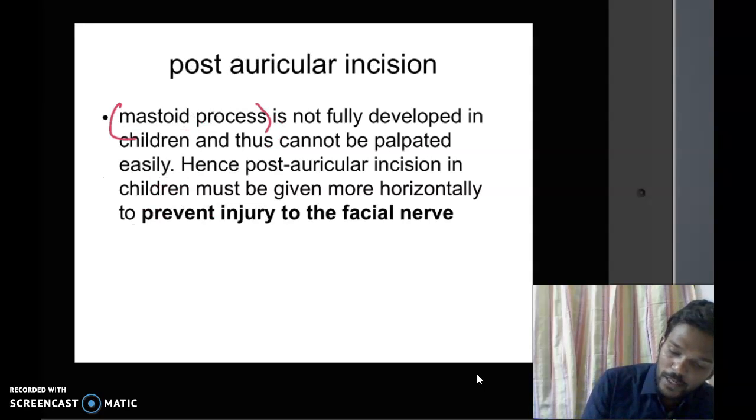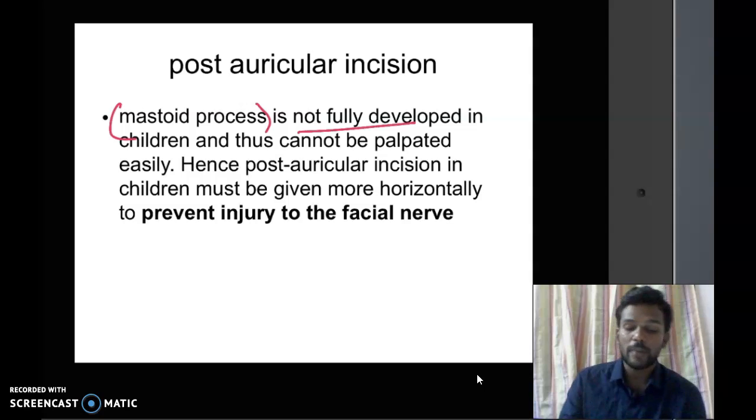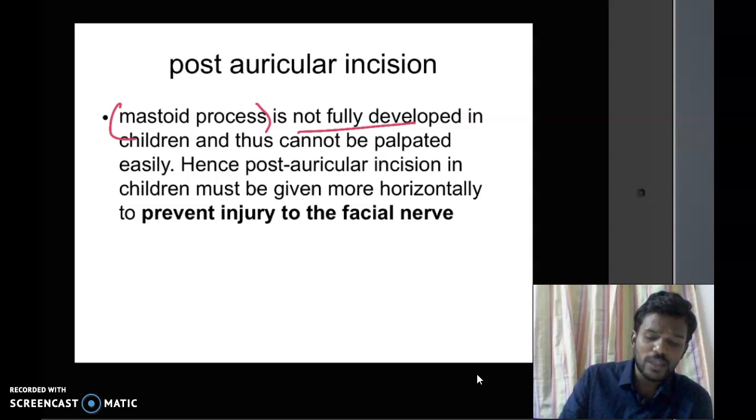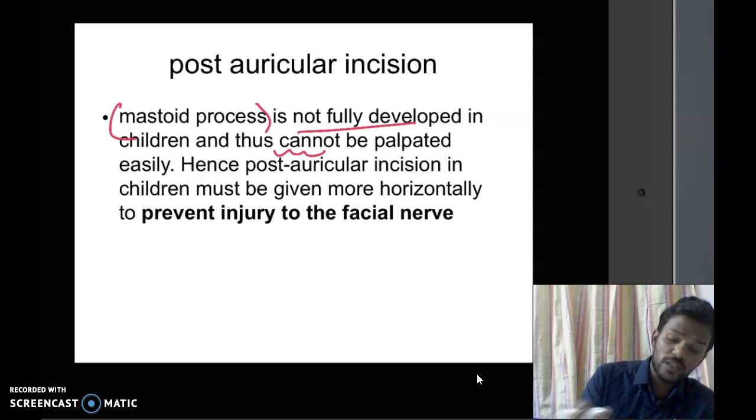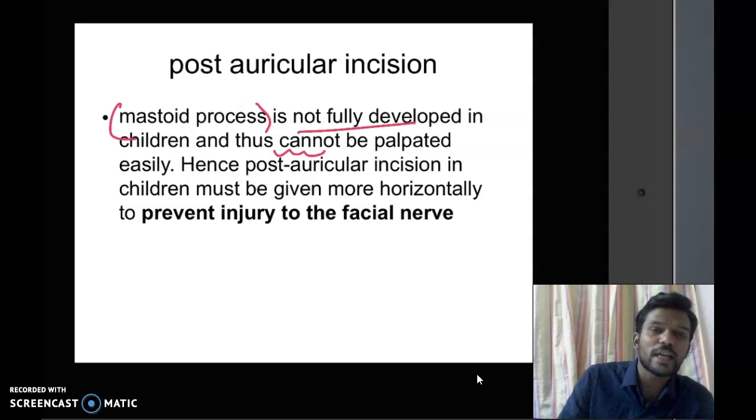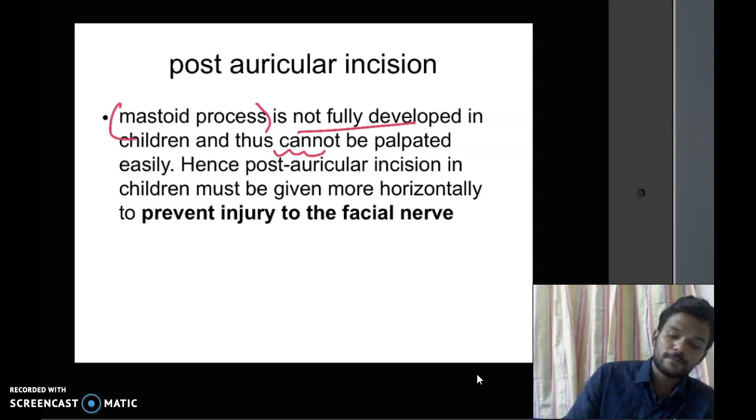it cannot be palpated at term. But in adults, we can palpate the mastoid process during surgeries like cortical mastoidectomy and modified radical mastoidectomy. We should be palpating the mastoid process. If the mastoid process is not fully palpated, we can't locate the exact area for identification of the mastoid antrum.